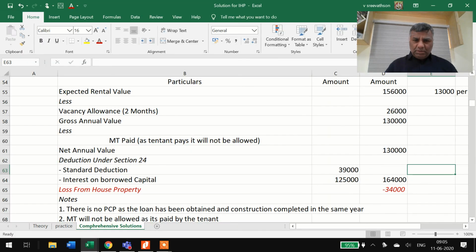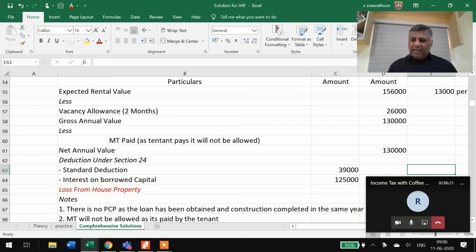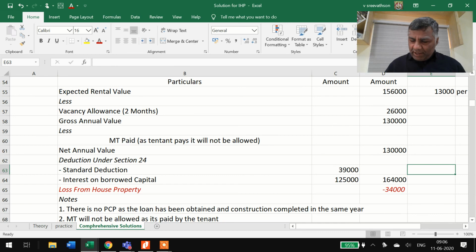Municipal taxes are paid by the tenant. Very clearly given, Ovia. Deepak, Badawa. Municipal taxes are paid by the tenant, so you should not give it as a deduction.